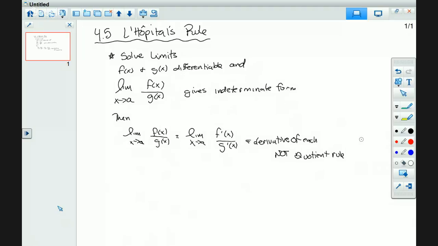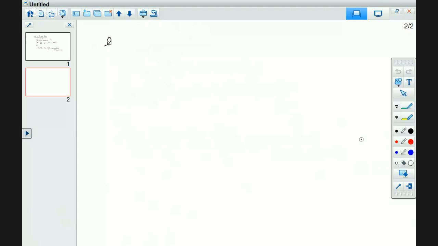Now how do we use it? Let's solve this problem. The limit. So we have the limit as x approaches 2 of x cubed minus 8 over x to the 4th plus 2x minus 20. Okay, plug and chug.